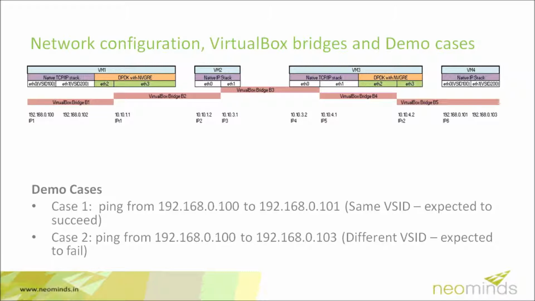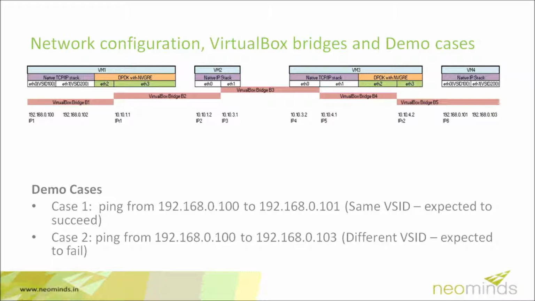So this traffic is expected to succeed. We will also show another case of traffic from 192.168.0.100, which is again ETH0 of VM1, to 192.168.0.103, which is ETH1 of VM4.